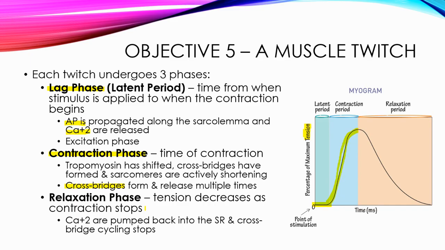And then you have the relaxation phase, which is essentially going to be the opposite of your contraction. Remember that calcium is going to be pumped back into the sarcoplasmic reticulum. The tropomyosin is going to be moved back into place, and that cross-bridge cycling is going to stop. And so you can see in the graph that tension is going to go back to 0.